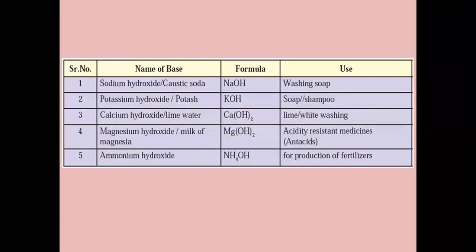Now, here you all can see the table where I have got a few bases, their formulas and their uses. Did you even know that sodium hydroxide is the base which is present in our washing soap? The common name of sodium hydroxide is caustic soda, which is NaOH, and it is used in washing soap. Potassium hydroxide, which is potash, KOH, is present in shampoo or soaps.